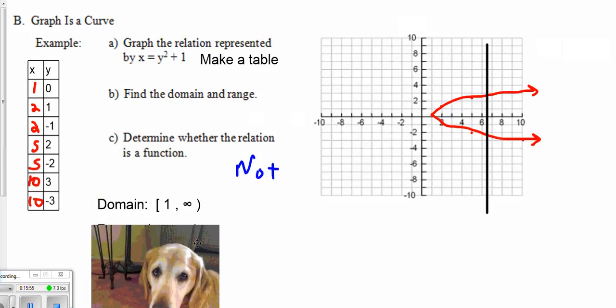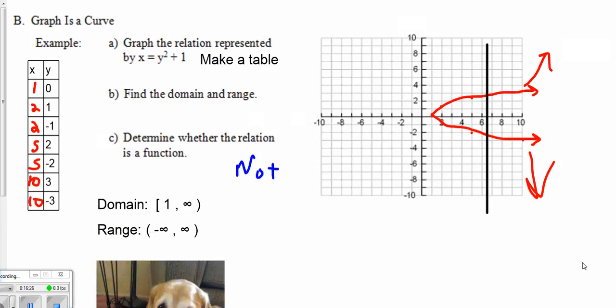So our domain would have a square bracket to say we include 1, and we go all the way out to positive infinity. We use our lowest value all the way out to our highest value. So this would be the domain of this function. Now even though our y values are growing slowly, they still are growing forever. It's going to forever go this way, forever go this way. So technically, our range goes from negative infinity to positive infinity. So this would be our domain and range, and we know that it is not a function.